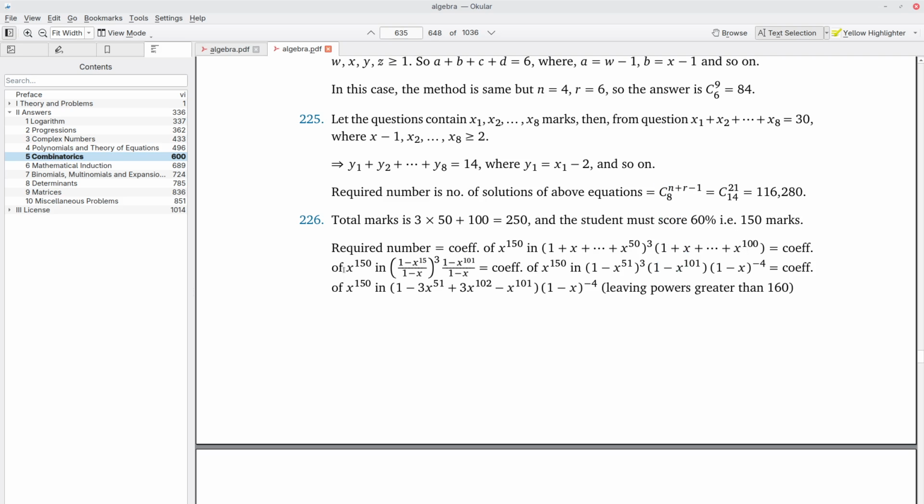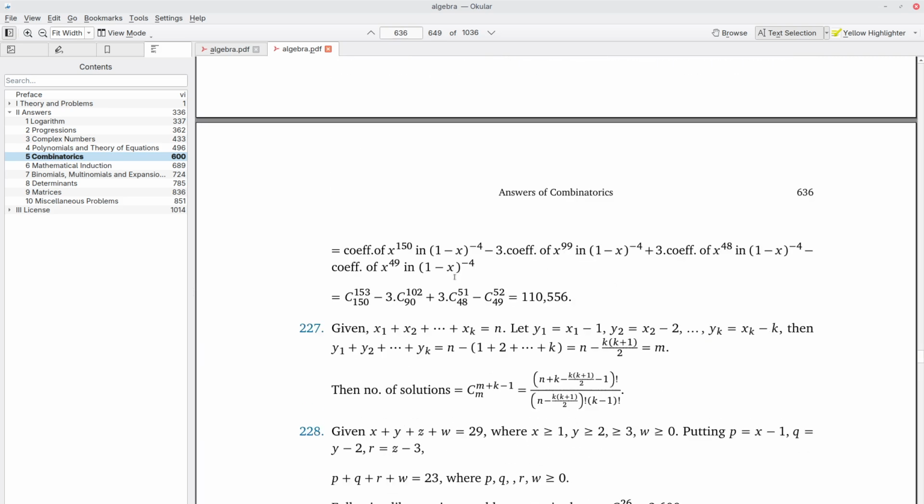So this is the coefficient of x to the power 150 in (1 minus x^51) by (1 minus x), cubed, multiplied by (1 minus x^101) by (1 minus x), which is equal to (1 minus x^51) cubed into (1 minus x^101), multiplied by (1 minus x) to the power minus 4. So that is the coefficient of x^150 in 1 minus 3x^51 plus 3x^102 minus x^101. We ignore the powers greater than 150, and then multiply by (1 minus x) to the power minus 4.